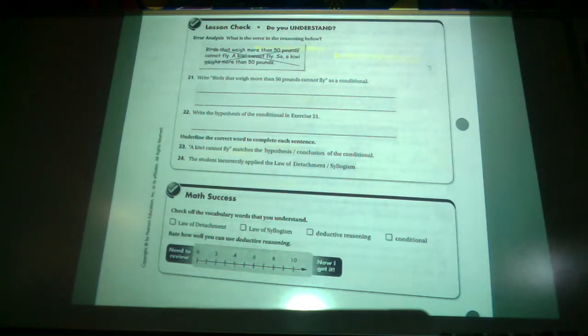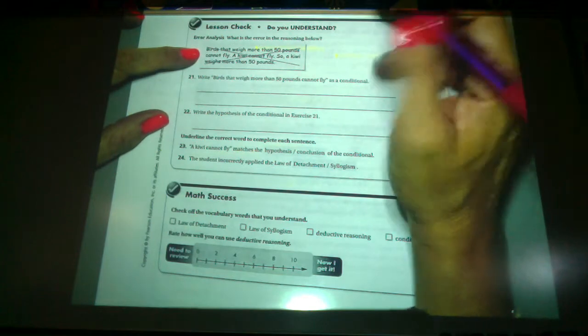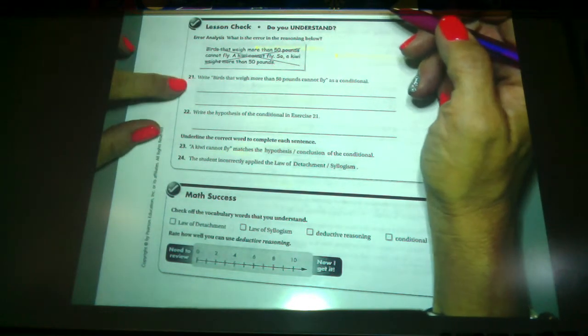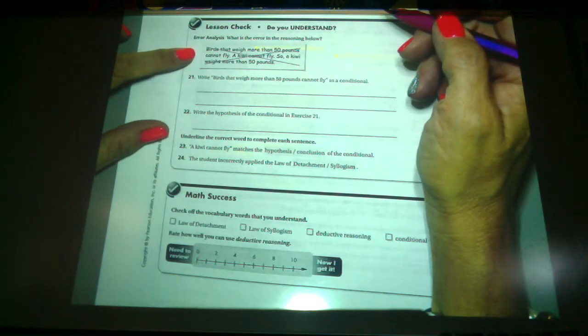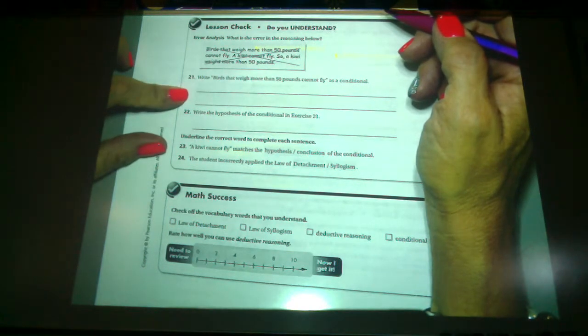A kiwi cannot fly. So a kiwi weighs more than 50 pounds. What is wrong with this? Do you know what a kiwi bird is? Yeah. That's impressive. Kiwis have little weak wing stumps. So it's not because they're more than 50 pounds? No, they just don't have wings. That's awesome. So the first statement is, we're going to write the birds that weigh more than 50 pounds cannot fly as an if-then conditional.